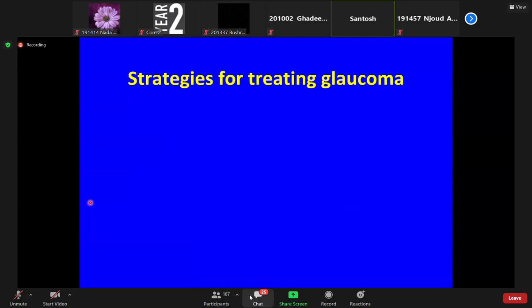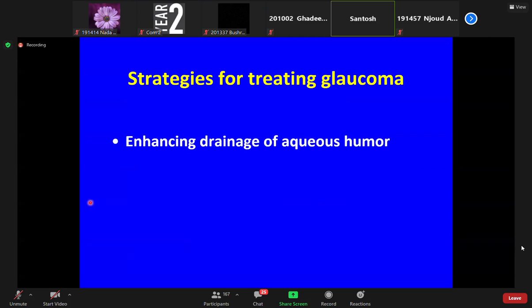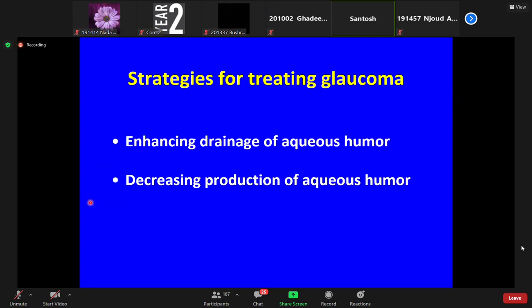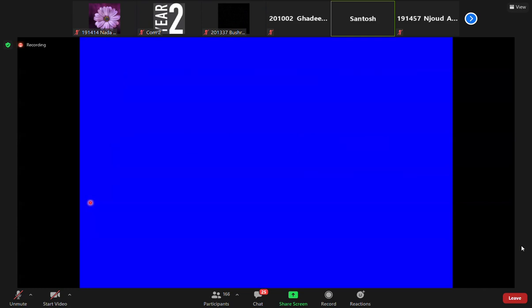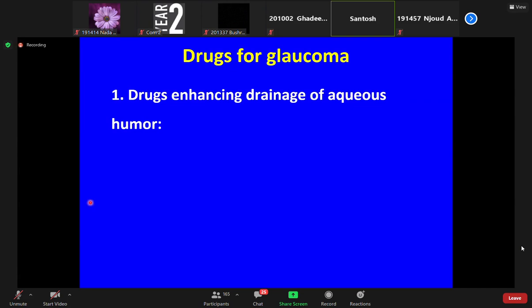So how do we treat glaucoma? We have two strategies. Either we can increase the drainage or outflow of the aqueous humor, or we can reduce the production of aqueous humor. Because we need to reduce the intraocular pressure, and that we can do by reducing the aqueous humor present in the anterior and posterior chamber, either by enhancing the outflow or by decreasing the production. And we do it through many drugs, and then we have laser therapy and surgical interventions.